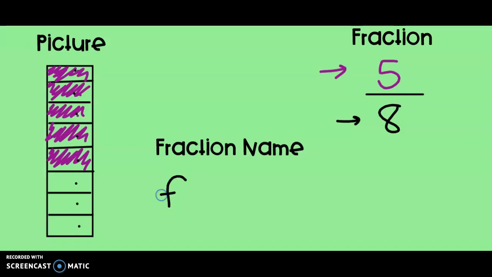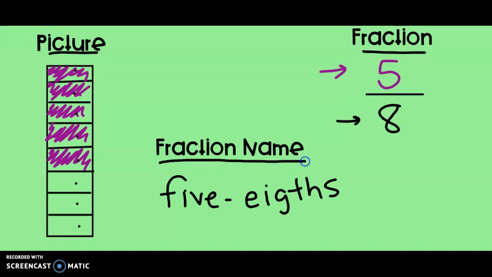Watch how I write it. 5, then I put my hyphen, 8ths. Great job, second grade. So no matter what type of fraction I make, I can write it in picture form, fraction form, and I can write the fraction name. Let's try one more together.